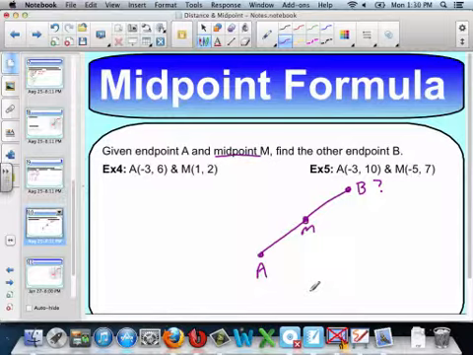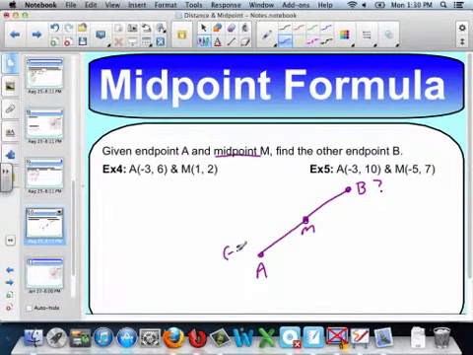So here's how this works. We know that M is the midpoint, right? No matter where I'm at, let's say I take 4 steps, and that's to my midpoint. What would I need to do then in order to get to the endpoint? Take 4 more, right? So whatever I did to get to the midpoint, all I have to do is repeat, and I'll get my B. Whatever A is, that's where you start. You start at A and go to M.